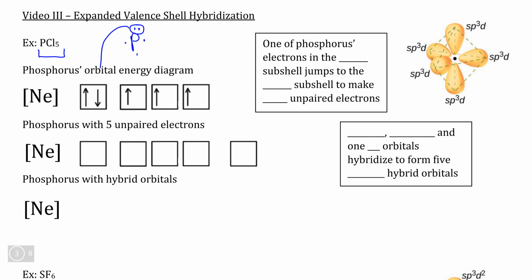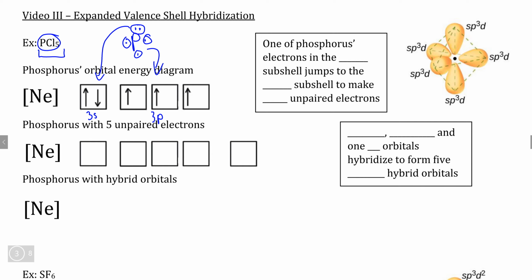This lone pair is represented by the pair of electrons in phosphorus's 3s subshell, and each of the 3 unpaired electrons corresponds with the 3 unpaired electrons in phosphorus's 3p subshell. The problem is that in order to make 5 bonds, as it has in PCl5, phosphorus needs 5 unpaired electrons.